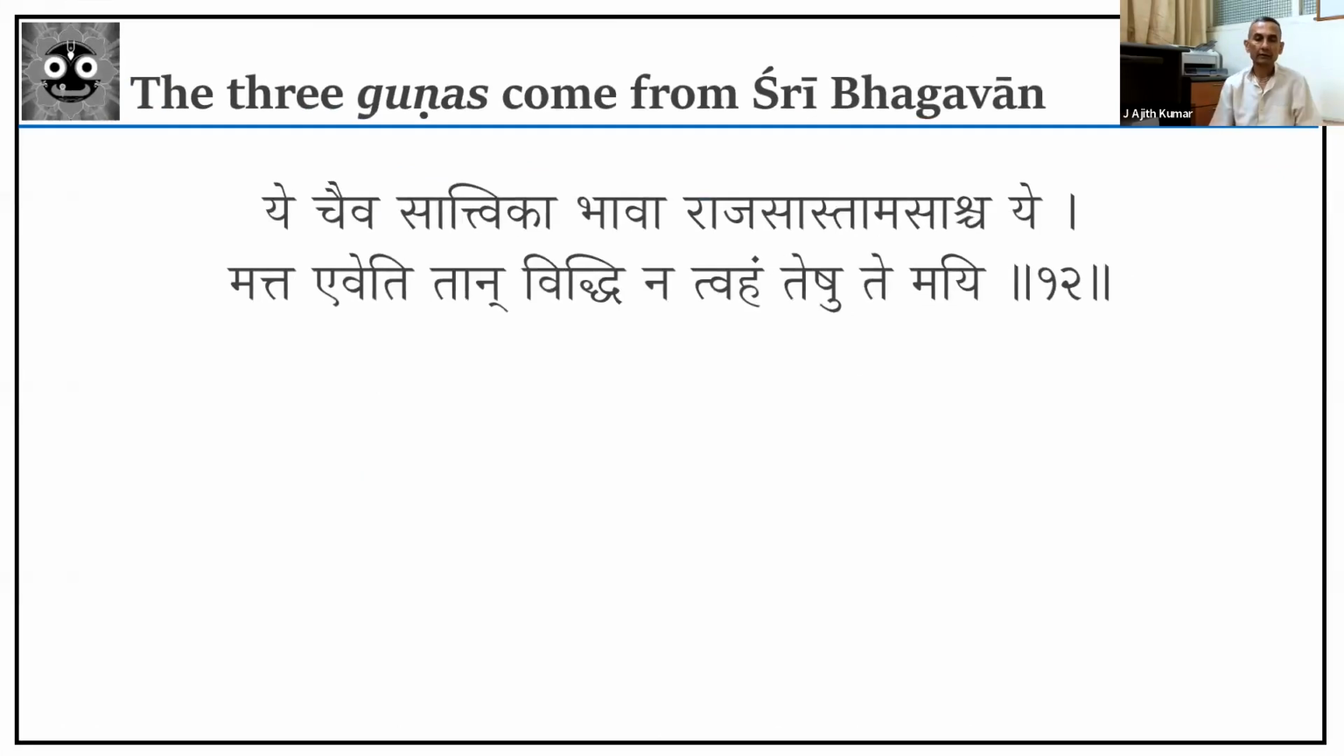Okay, the first shloka is this. Ye chaiva sattvika bhavaha rajasas tamasas cha ye, matta eveti tan viddhi na tv aham teshu te mayi. He says ye means these, cha eva sattvika bhavaha rajasas tamasas cha ye. So in this universe, you see different types of natures, bhavaha, different types of existential natures. And they are, broadly speaking, sattvika nature, rajasic nature, tamasic nature. So he says that whatever you see in this universe, matta eva, they are coming from me only. Matta eva, they are all coming from me only. Tan viddhi, know that. Please know that. Viddhi means know.